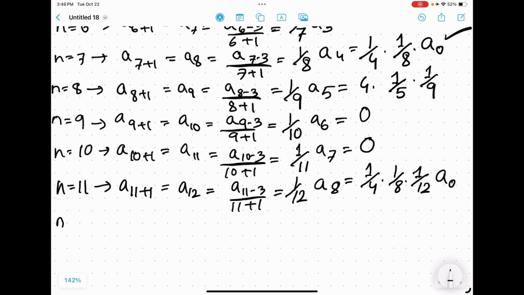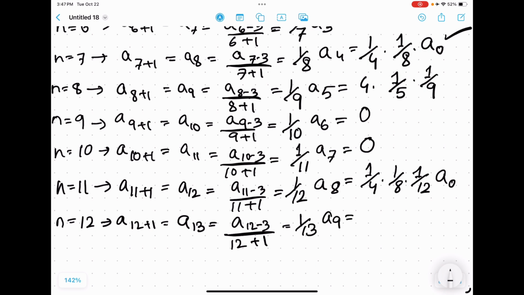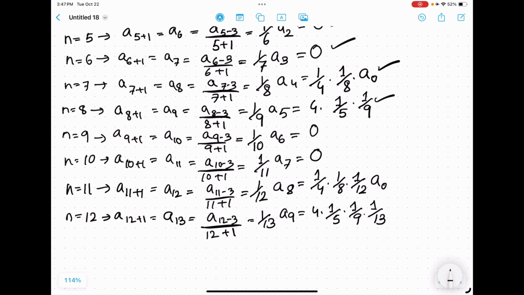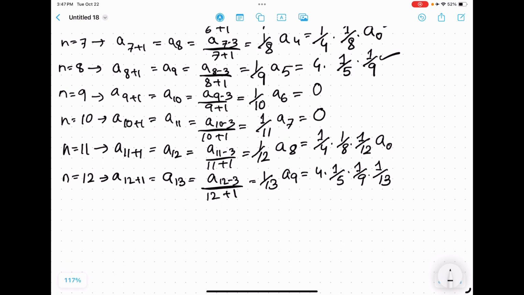All right. So I have n is equal to 12, so a sub 12 plus 1 equals a sub 13, and a sub 12 minus 3, 12 plus 1, which is 1 by 13, a sub 9. And then if I look at my a sub 9, which is this one right here, so I have 4 times 1 by 5 times 1 by 9 times 1 by 13. Yep, so now I know how my series and my sequences are. So for you to see that, let's quickly write out all the terms, okay?